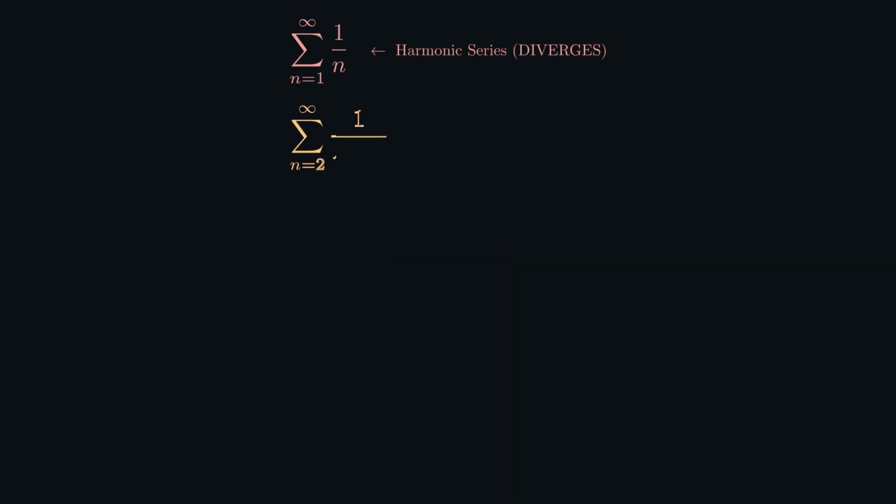Our next series involves two series. Number 1, the one that goes from n equals 1 to infinity of 1 over n. This is the harmonic series, and it diverges. The next is n equals 2 to infinity of 1 over n minus 1.